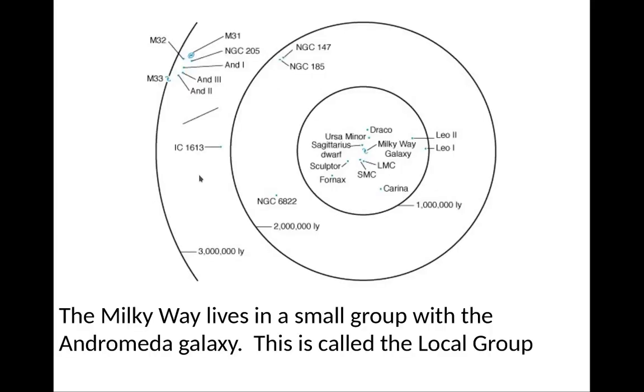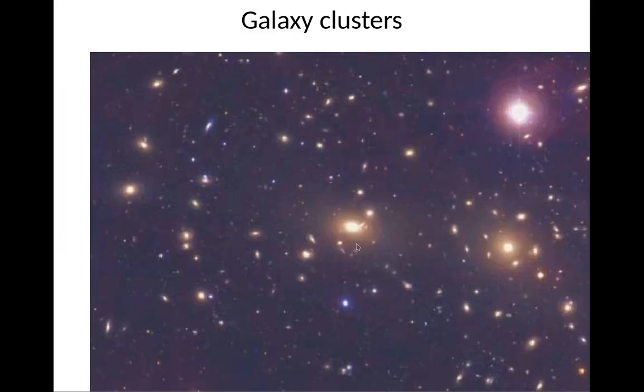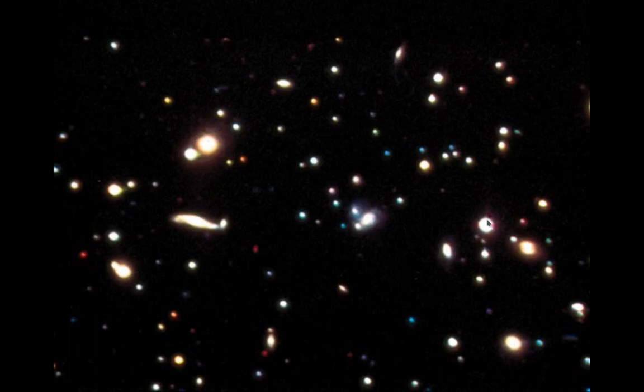All right. So the Milky Way lives in a small group with the Andromeda galaxy. So there's the Milky Way, there's Andromeda, M31, right? And this little group here with all the dwarf galaxies surrounding us is called the Local Group. Here's a 3D map of the Local Group. There's Andromeda there. There's M33, Whirlpool Galaxy. And here's a galaxy cluster. Each one of these galaxies is part of that cluster. It's crazy.